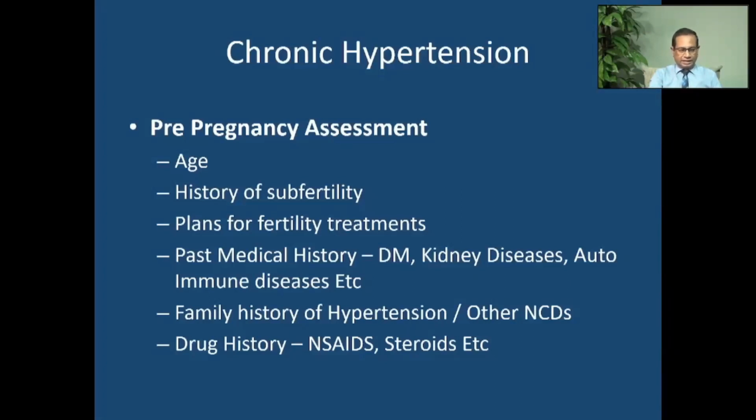And it's important to take the drug history. Some of the patients might take painkillers like NSAIDs, which can cause blood pressure to go up, and long-standing NSAID usage can also cause problems with the kidneys. Sometimes patients might be on steroids, say somebody with a connective tissue disorder or for other reasons, which can also cause blood pressure to go up.